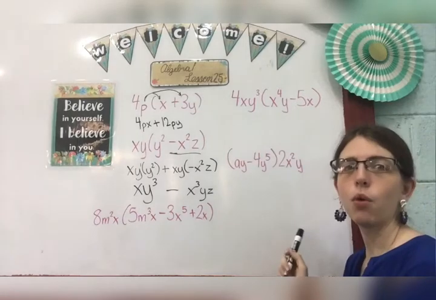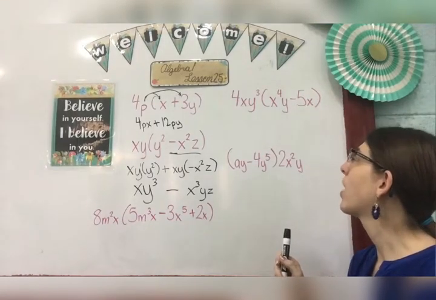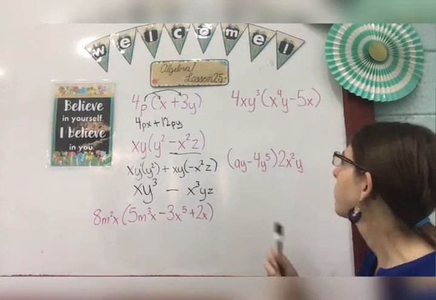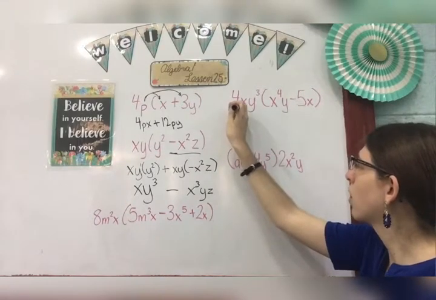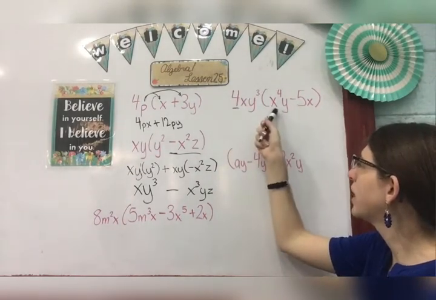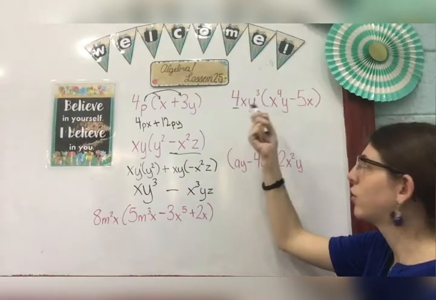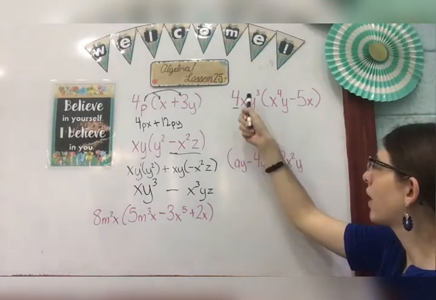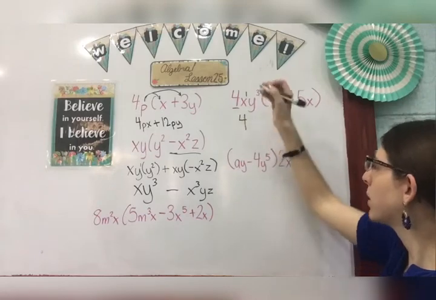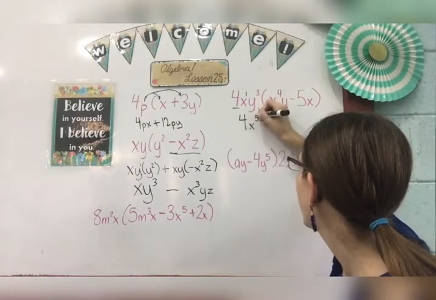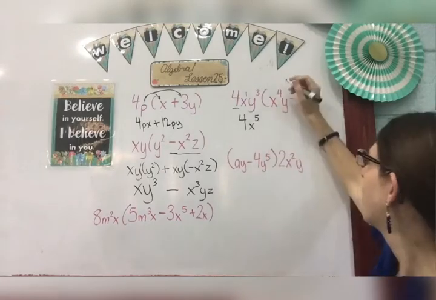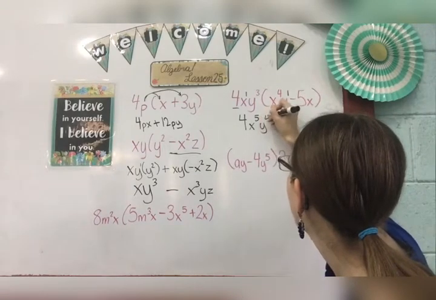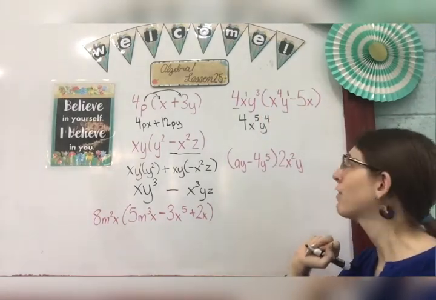I have 4xy cubed times x to the 4th y minus 5x. So I'm going to show you how to do this more in your head. Okay, let's look at our first part, which is our coefficient, the 4. Are there any whole numbers here to multiply the 4 by? No, it's an understood 1. So this is just going to be 4. x times x to the 4th, so that would be like having x to the 1. So 1 plus 4 is 5. So that becomes x to the 5th. y cubed times y. Remember, that's like having a 1 right there. So 3 plus 1 is 4. So this becomes y to the 4th. So you have 4x to the 5th, y to the 4th.